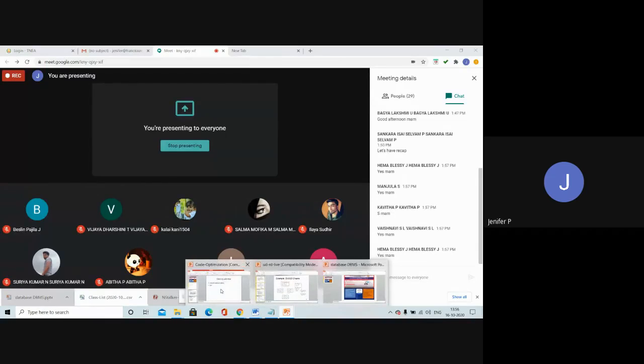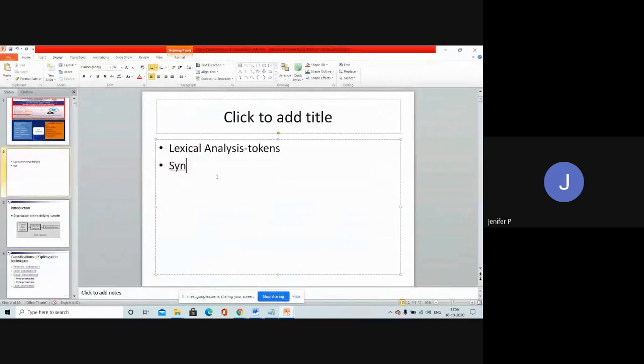Okay. So in lexical analysis, the output will be tokens. In the question they will give you a source code. For example, if I take A is equal to B into C, how many tokens here? 1, 2, 3, 4, and 5. So here 5 tokens are there. The tokens will be identified and stored in the symbol table.